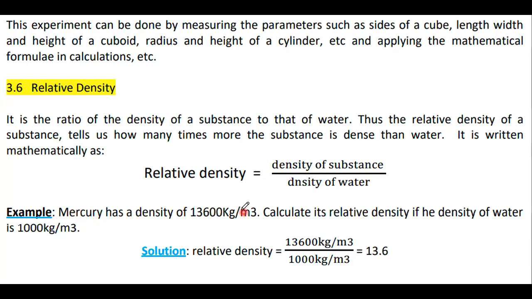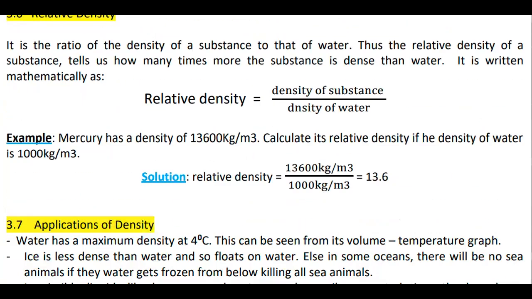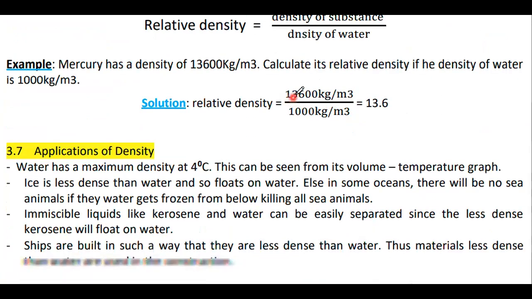When we talk about water, you mean the density of clean water. The density of clean water is 1000 kilograms per cubic meter. So for example, mercury has a density of 13,600 kilograms per cubic meter. So its relative density is equal to density of object divided by density of water. 13,600 divided by 1000 gives us 13.6.